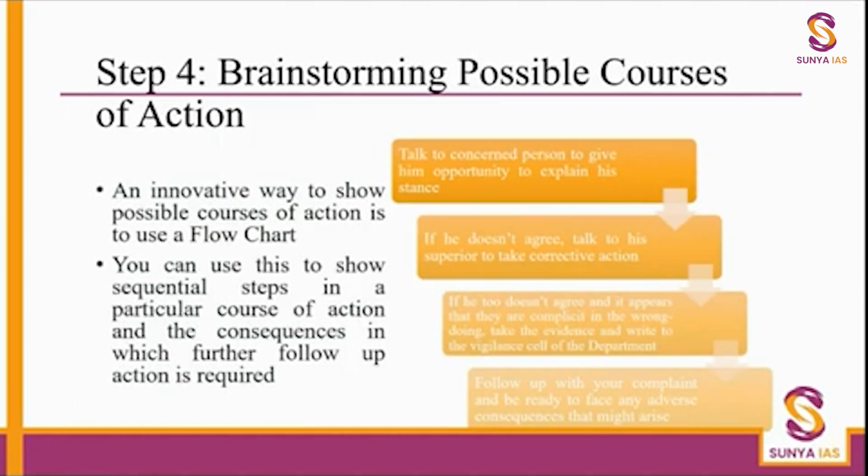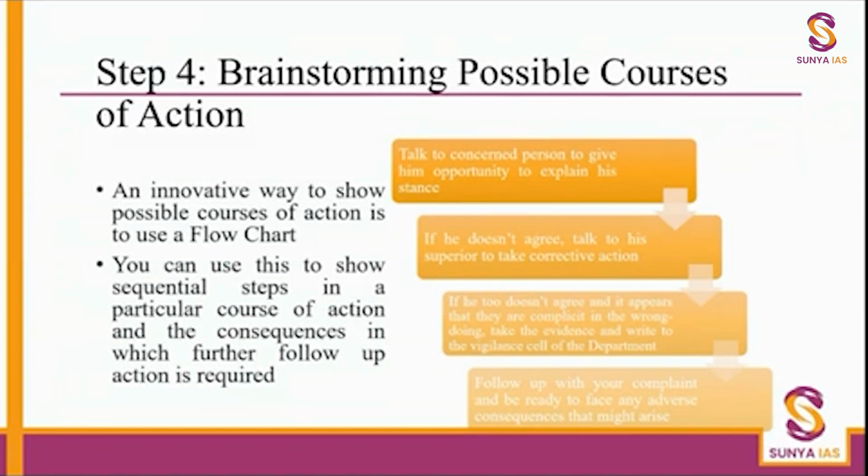Here we have a flow chart. So what you can do is talk to the concerned person to give him an opportunity to explain his stand. If he doesn't agree, talk to his superior to take corrective action. If he too doesn't agree and it appears that they are complicit in the wrongdoing, take the evidence and write to the vigilance cell of the department. And in the last step, you follow up with your complaint and be ready to face any adverse consequences that might arise. So this is with respect to a particular situation.